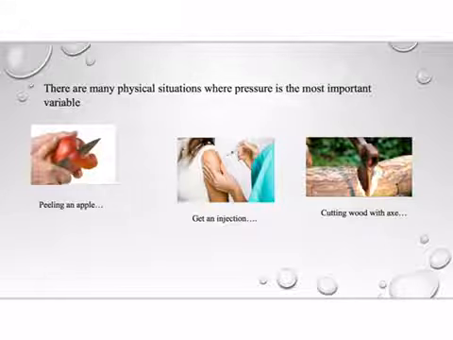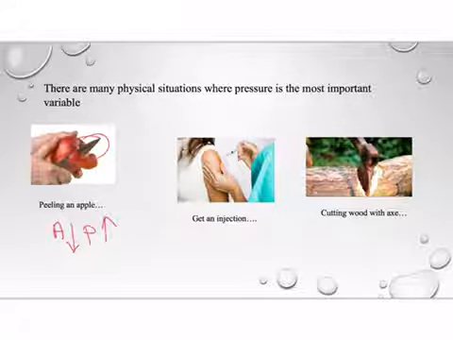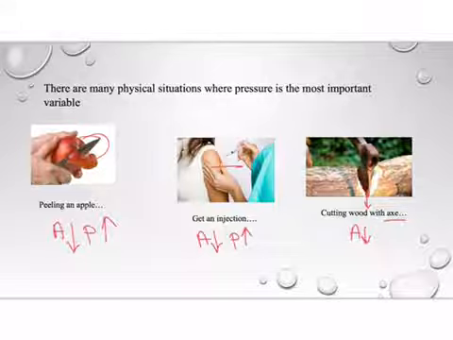There are many physical situations where pressure is the most important variable. In the first example, in peeling an apple, you want your knife to be sharp, so you keep the area minimum in order to get a larger pressure. Getting an injection, again, minimum area and larger pressure, so it is easy to inject, less hurt. Or cutting wood with an axe, again here you see that this area is minimum in order to increase the pressure.